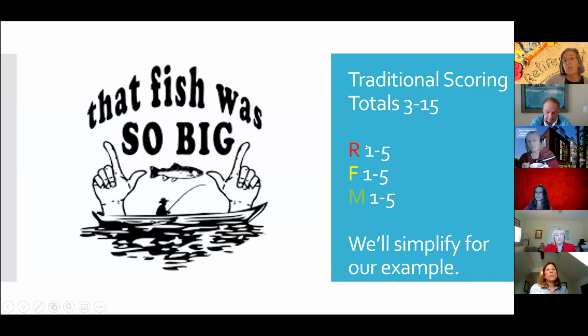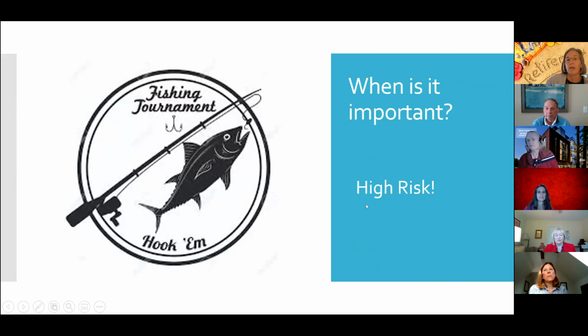So traditionally, what we're going to do is rank and score. We break folks down from 1 to 5 for recency, frequency, and monetary value. We're going to simplify this for our example, and we're going to walk you through how we're going to do an exercise. Why is this important?